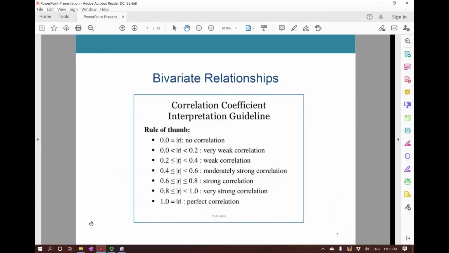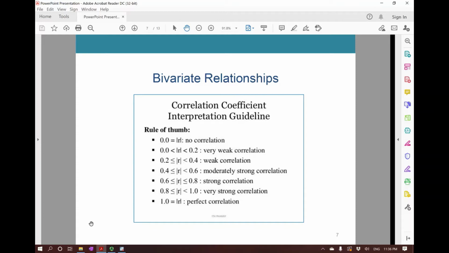In these slides, I just attached a table of some rules of thumb for interpreting the correlation coefficient. So for example, 1 being perfect correlation, 0 being no correlation at all. If the coefficient is between 0 to 0.2, very weak correlation, then weak correlation, moderately strong correlation, and very strong correlation. On the other hand, this is just some guidelines in the textbook or the Stata manual.